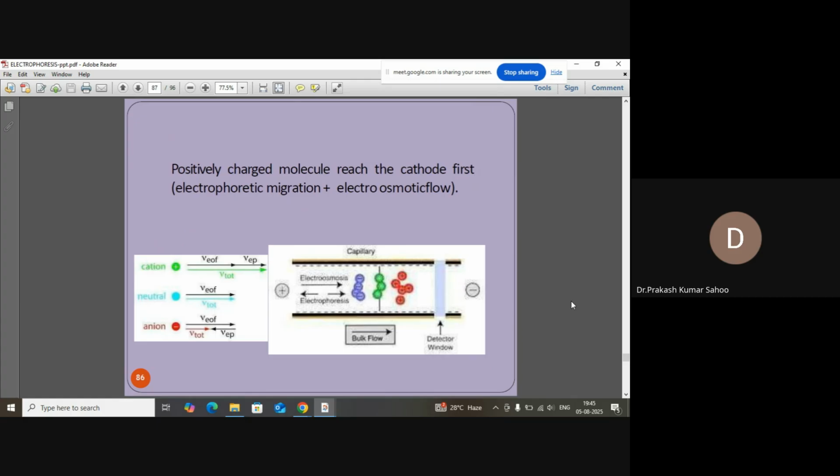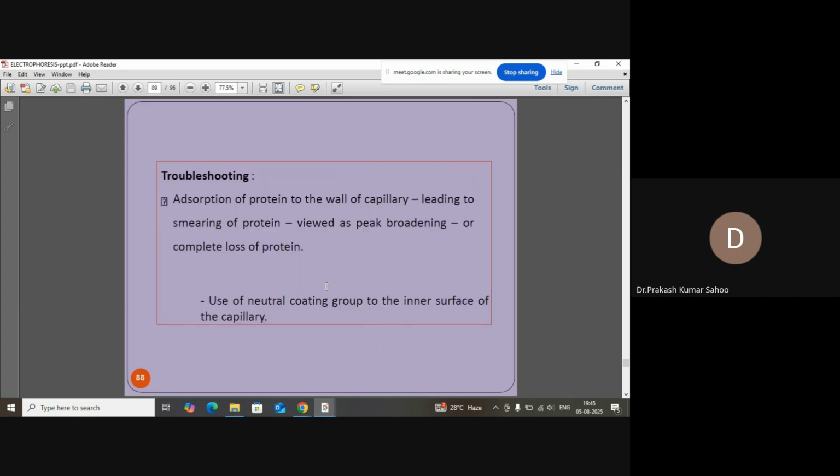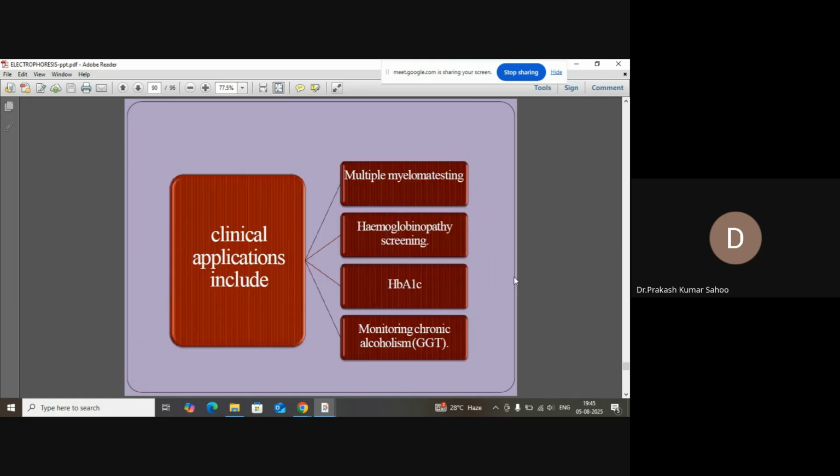The same principle of electrophoresis is here: positively charged molecules move to the cathode, and vice versa. And this is the detection of your UV absorbance versus time using capillary electrophoresis. These are the troubleshooting points. Adsorption of protein to the wall of the capillary leads to smearing of protein, viewed as peak broadening or complete loss of protein. Use a neutral coating on the inner surface of the capillary.